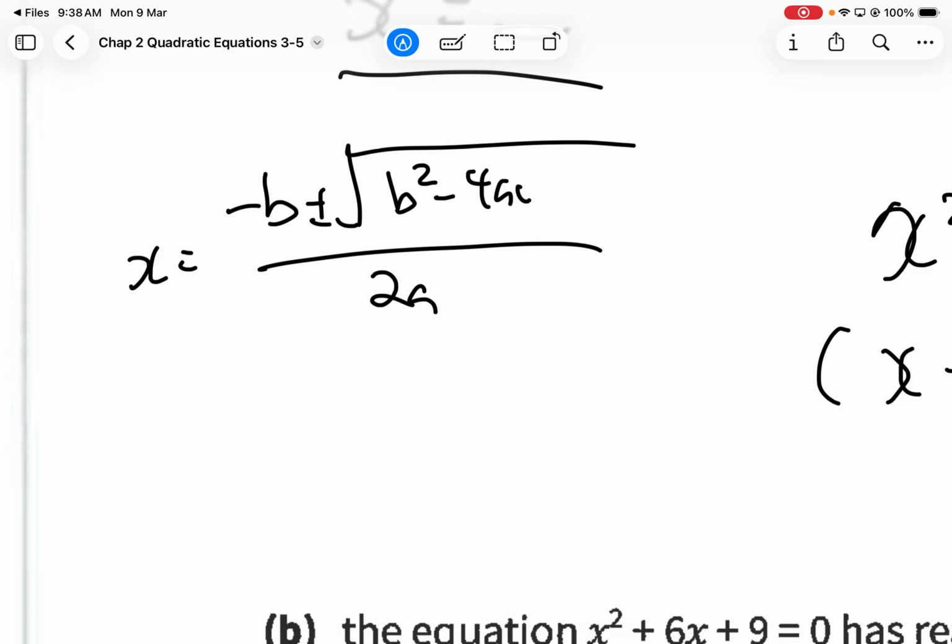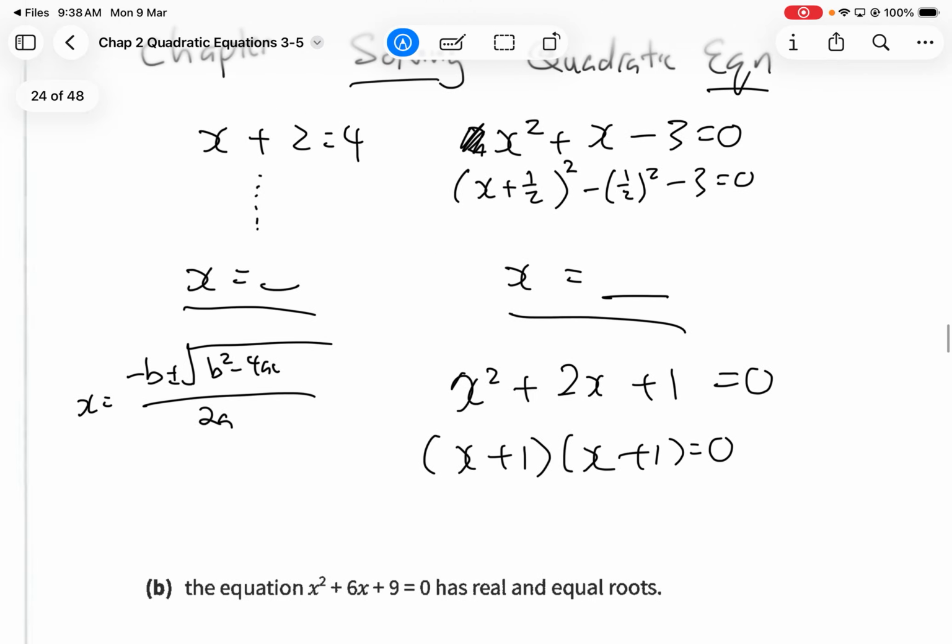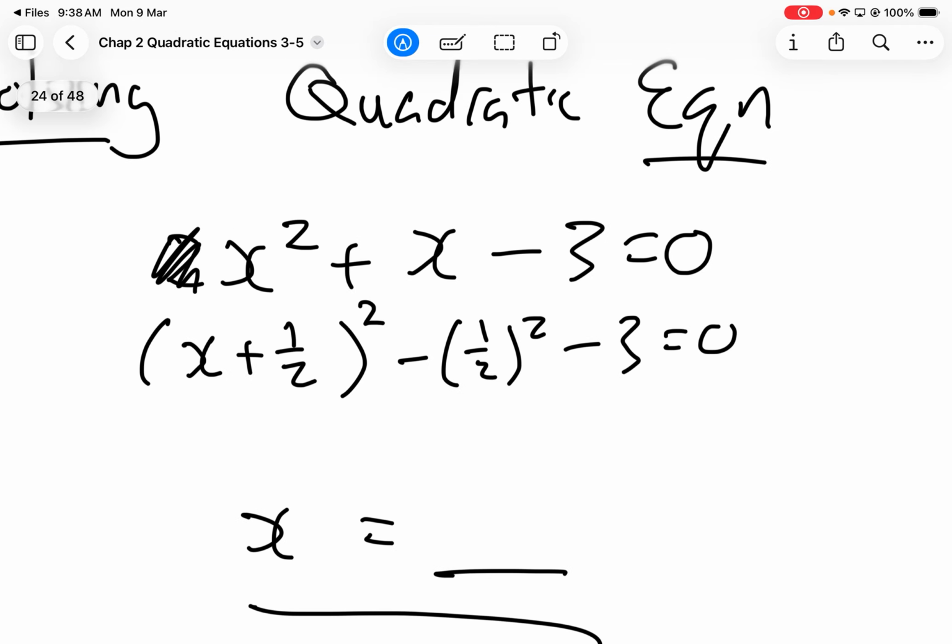Okay, so no matter which method you want to use, it always starts by reaching this step. I want to have my x squared, my x, and my number, followed by equals to 0. All the quadratic equations, no matter which method I use, must always become like that first.